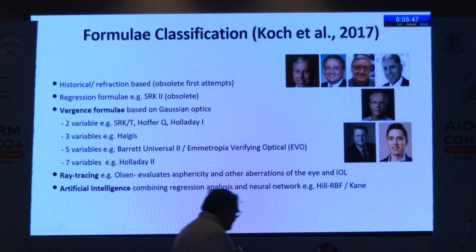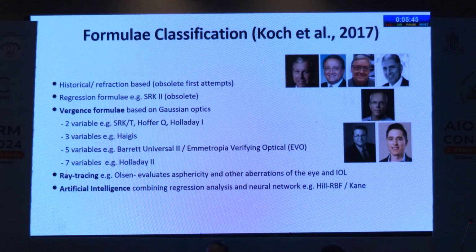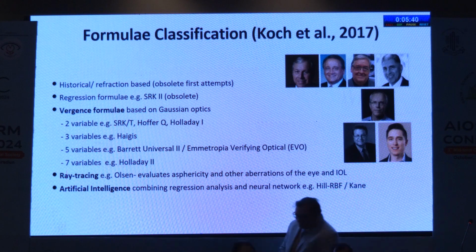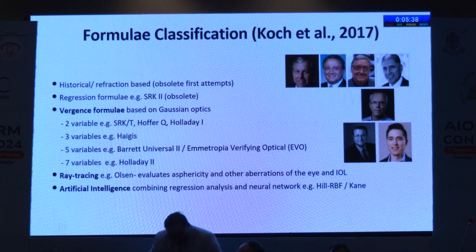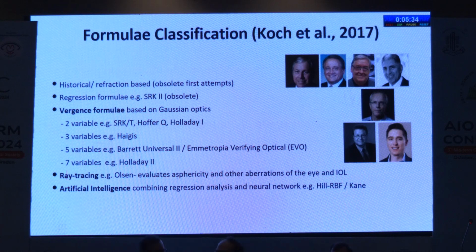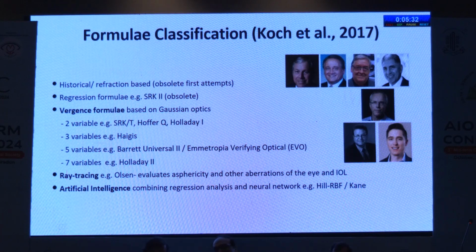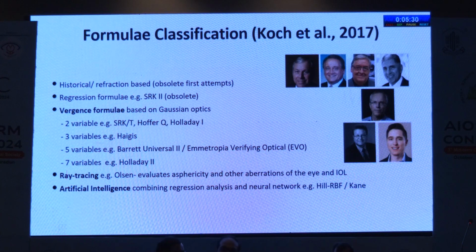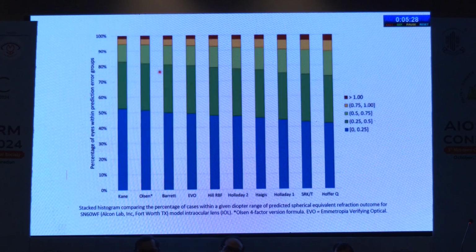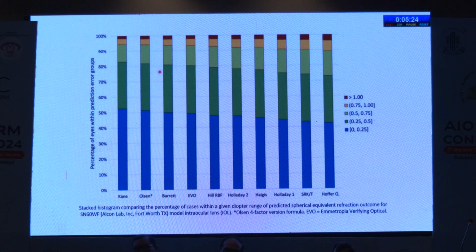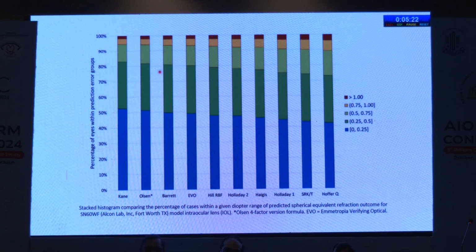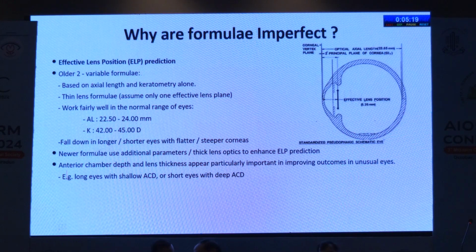The vergence formulas are based on Gaussian optics, which can be divided further depending upon the number of variables they use, either 2, 3, or 5 or 7 variables. Then there are ray tracing formulas. Example is the Olsen formula, and nowadays artificial intelligence formulas which combine regression analysis and neural network. Examples are Hill RBF and Kane formulas. Recent studies also show the comparison of these newer formulas with the older formulas, and they tend to perform better than the older formulas.